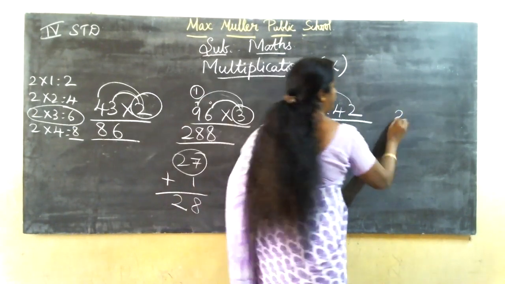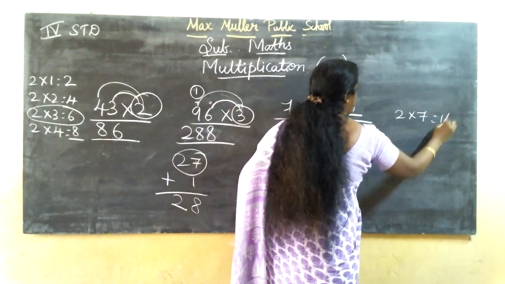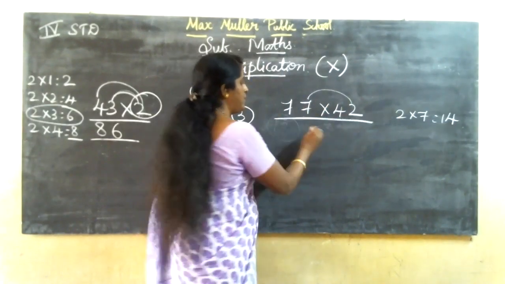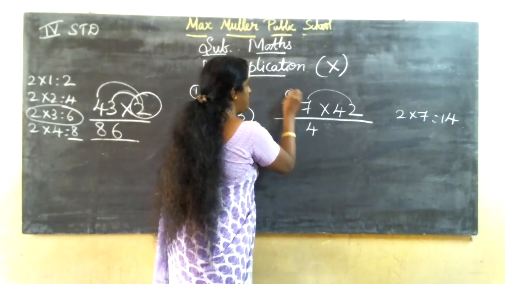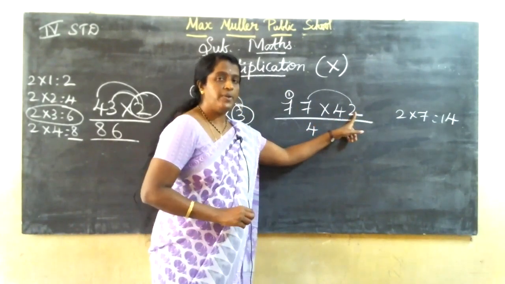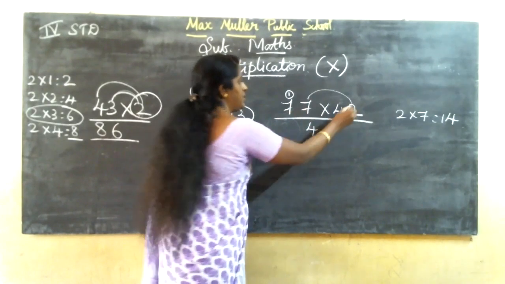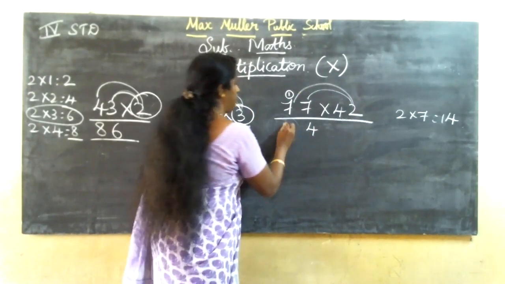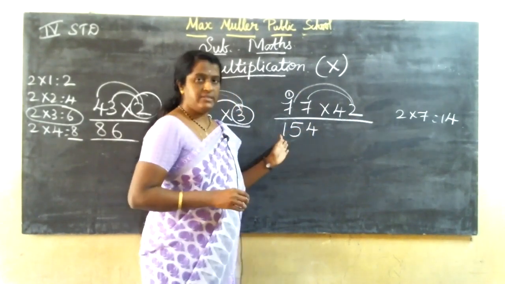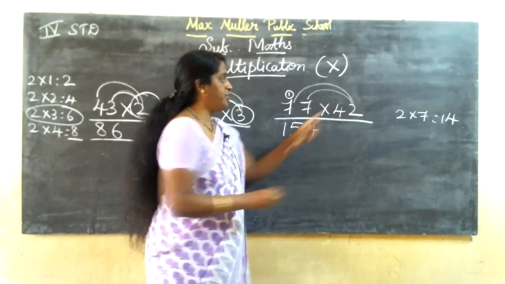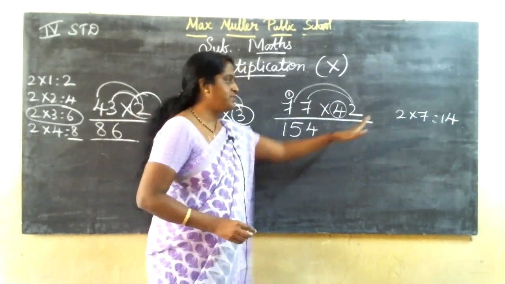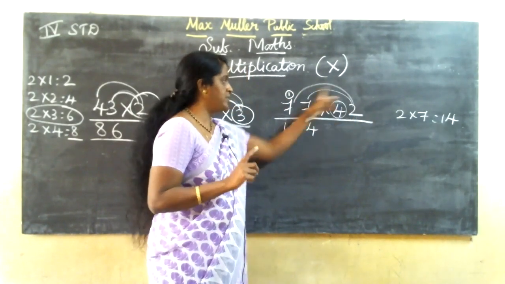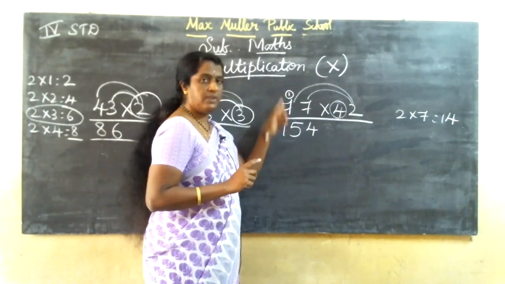See here, 2 sevens are 14. 2 digits came. 4 I'll write here, 1 carry here. Once again, you should go from 2 ones only because one more number is there. 2 sevens are 14 plus 1, 15. So is this your answer? No, here one more table is there. First we should do one table. See, only one table I took. 2 ones are 2, 2 sevens are 14, plus 1, 15.